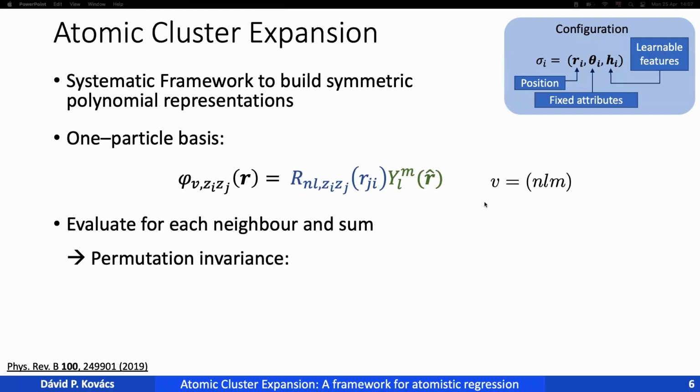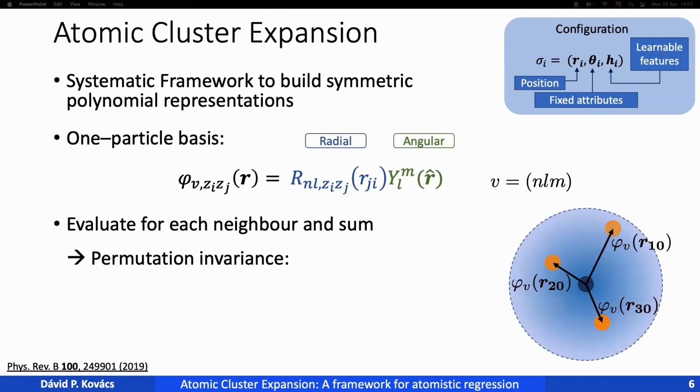Then we evaluate this one particle basis on every one of my neighbors, and then I sum over my neighbors. So what I get is basically a set of values for these functions, and it's going to be permutation invariant with respect to my neighbors because I'm summing over them. If I swap two labels, then that doesn't change the value of this kind of feature. So this is this A function. When you see an A, it is this permutation invariant description of a local atomic environment.